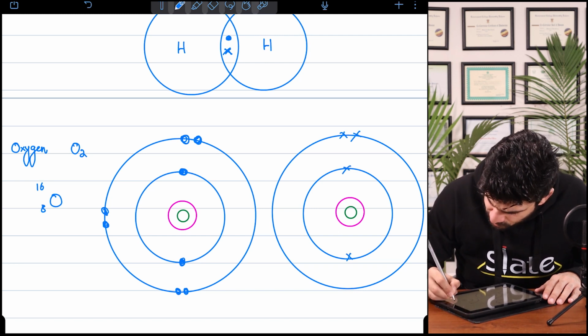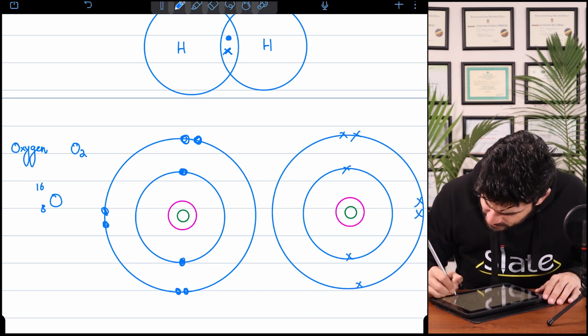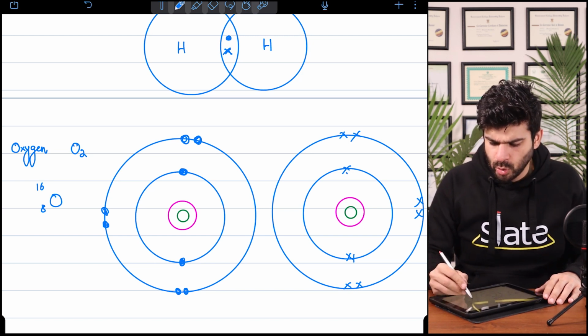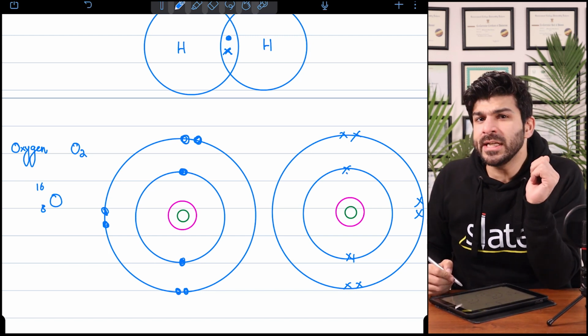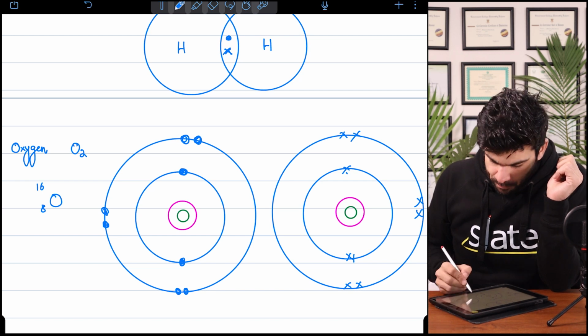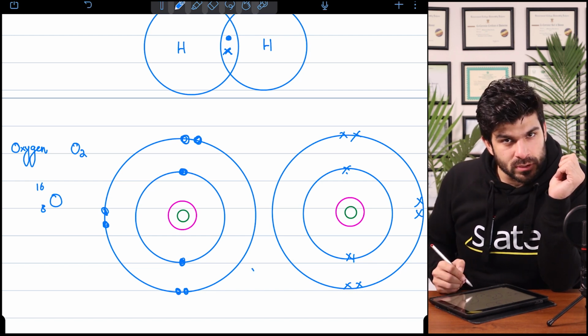let's do the cross one thing first. So oxygen has 8 electrons, 1, 2 and 6 in the outermost. So oxygen needs 2 electrons. Both the oxygen need 2 electrons.